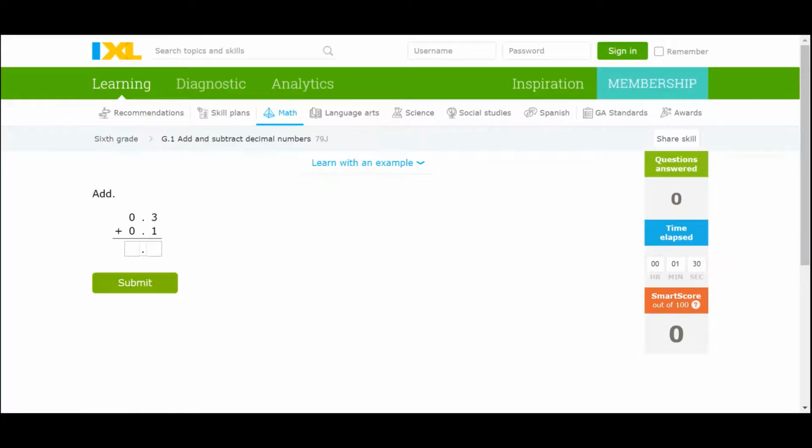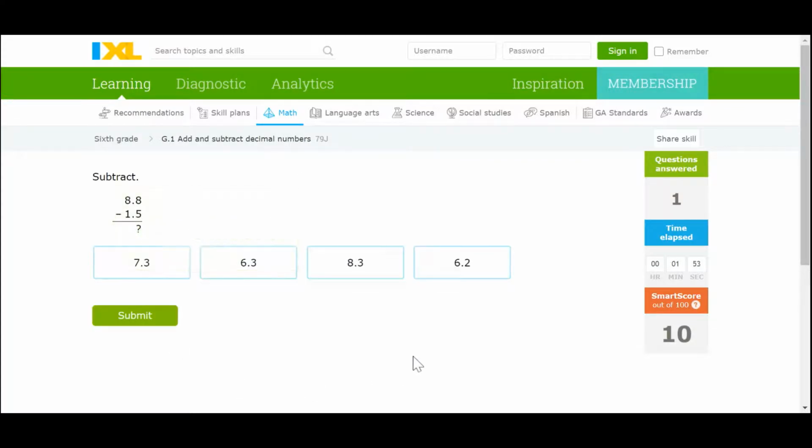So let's do a few IXL practice questions. This is from IXL, so I didn't make these. Over here we're supposed to add, and they already brought down the decimal for us, so we don't have to do it. So let's start from here. 3 plus 1 equals 4, right? And then 0 plus 0 is obviously 0. Let's submit it. We got it right.